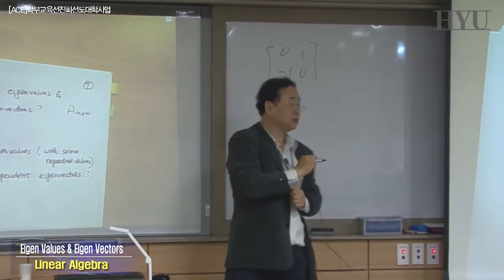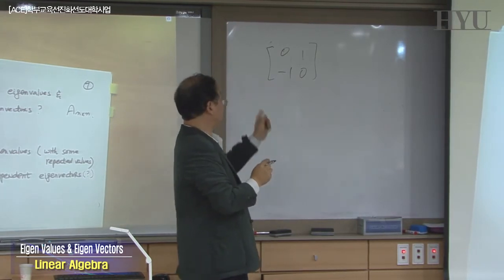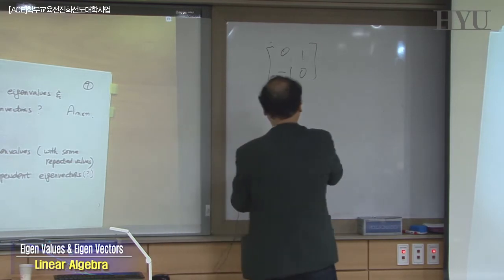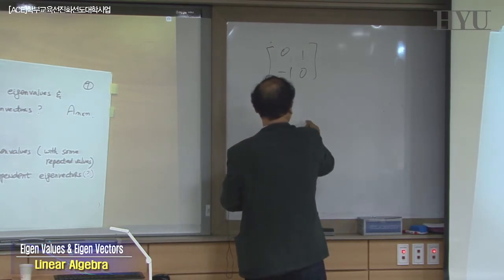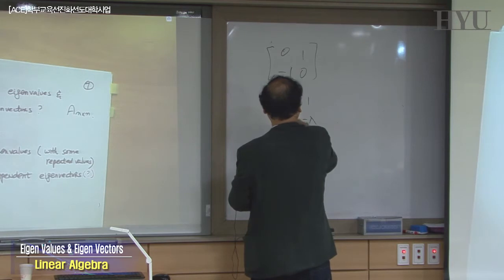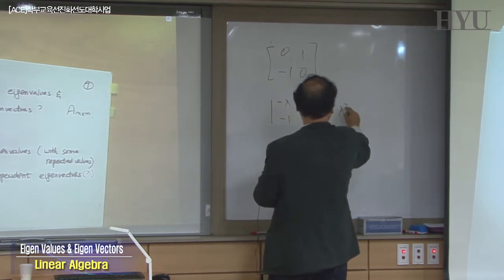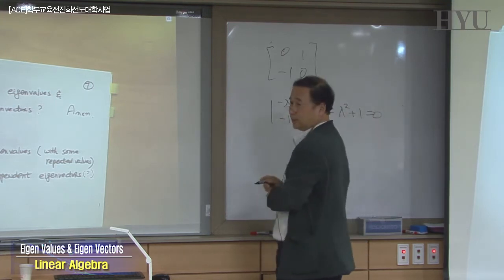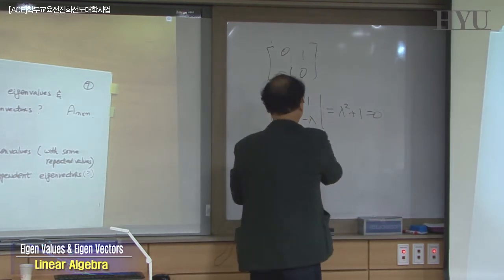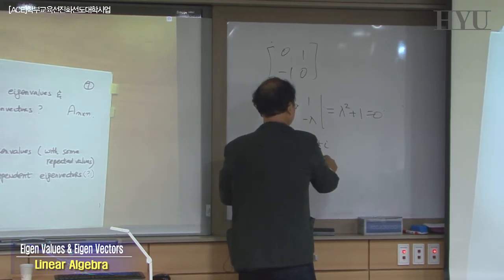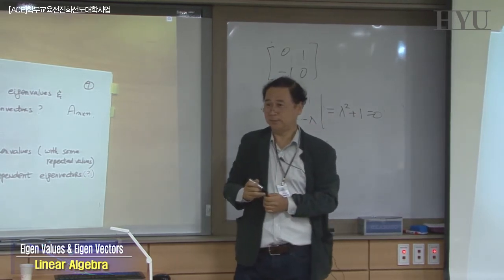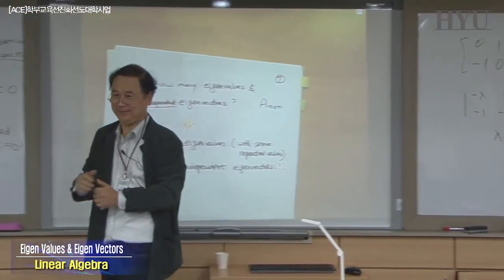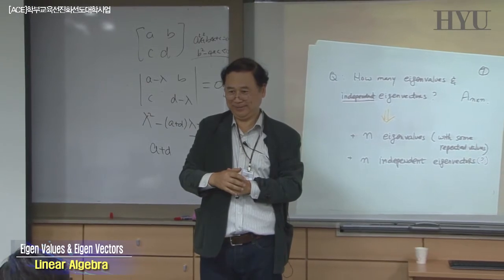Let's try this one. This is [0, 1; -1, 0], right? So we try to compute eigenvalues. Then this is minus lambda, 1, minus 1. What's this? This is lambda squared plus 1, right? This is 0, right? So what's lambda? So lambda is plus i or minus i, right? Very strange, right?